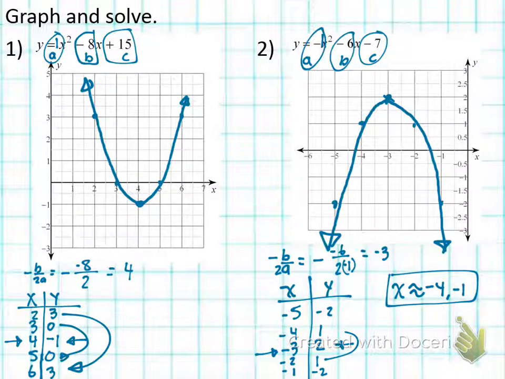So negative 6, right? Which is positive 6, over 2 times a. A is negative 1, so 2 times negative 1 is negative 2. Positive 6 divided by negative 2 is negative 3. Following me? This point goes right here. Following me? Yeah.